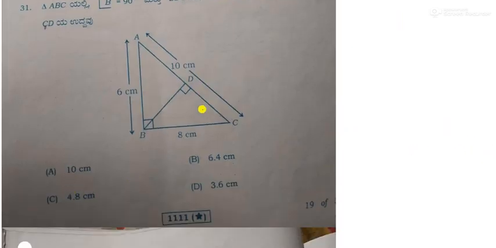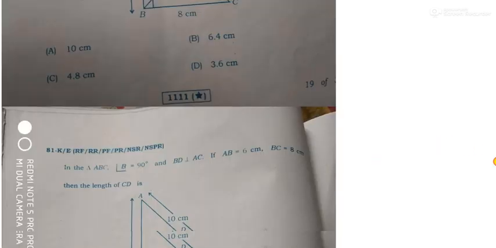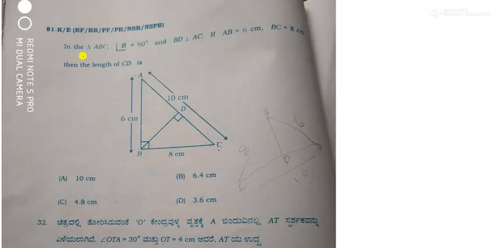Next is 31. What have they given here? This is in Kannada. Yes, here. In the triangle, B is 90 degrees, okay, and BD is perpendicular to AC. If AB is 6, BC is 8, then the length of CD is how much? Where is CD? Here. So you can find it like this. This is a very interesting question. See, AB is given, BC is given, and here AC is given. And if you see, this is common.